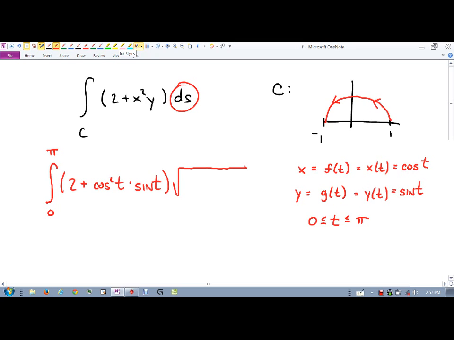dx dt squared plus dy dt squared. Here's x as a function of t. What's the derivative of x with respect to t? Negative sine t, and then square it. So I'll put that in here: negative sine t squared plus, what's the derivative of y with respect to t? Cosine t, squared. And then you can throw in here dt.